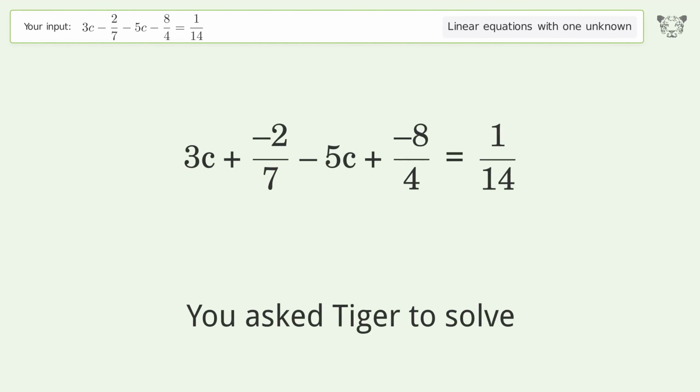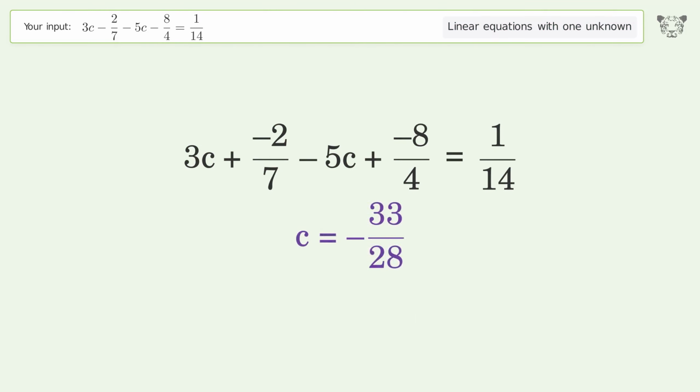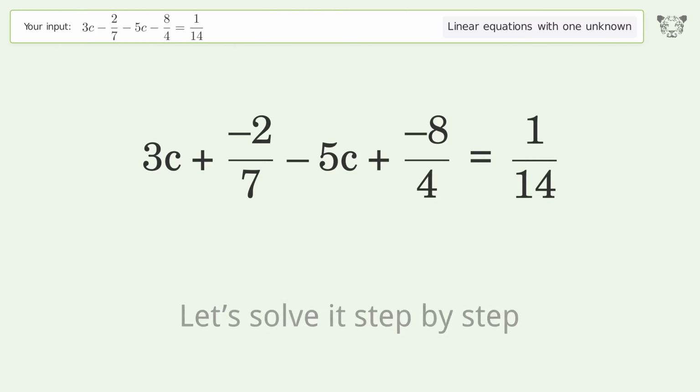You ask Tiger to solve. This deals with linear equations with one unknown. The final result is c equals -33/28. Let's solve it step by step.